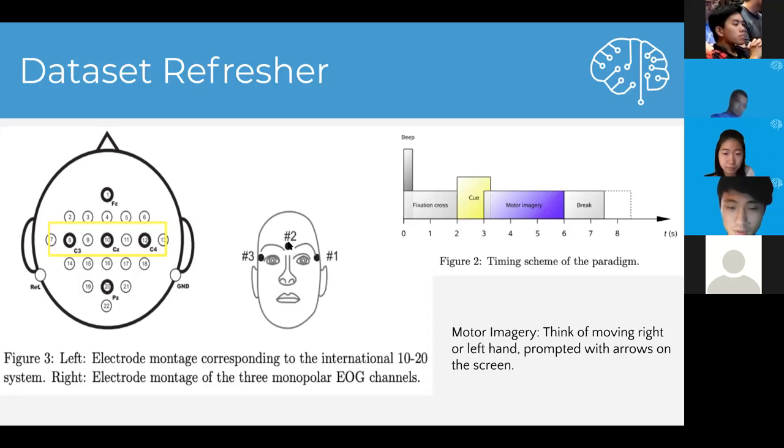We also learned about the timing scheme within each trial of the measurement. We start with a beep, followed by a fixation cross being presented, then followed by a cue. We measure the motor imagery during 1 second after the cue is presented, and that is followed by roughly 1 and a half seconds of break.